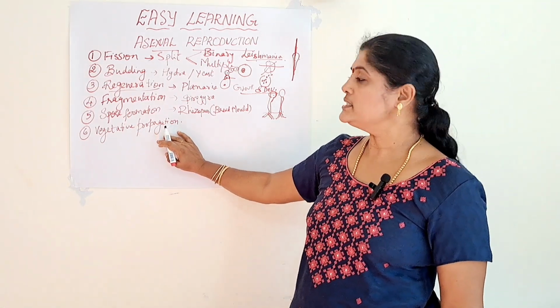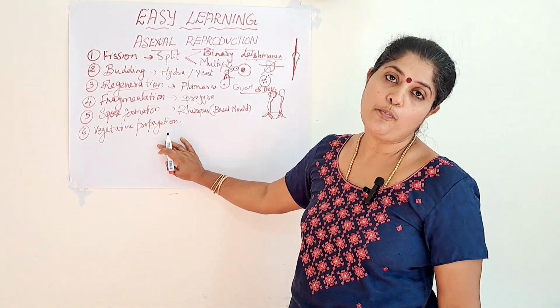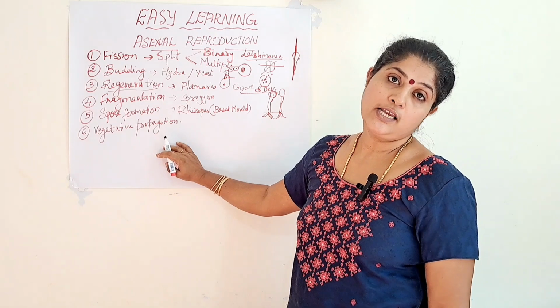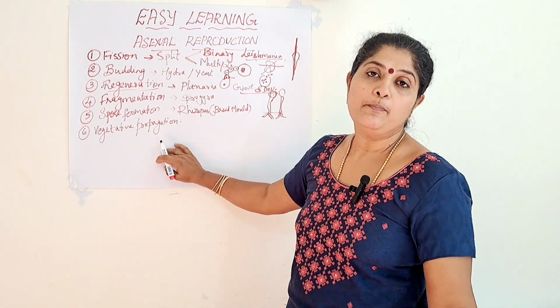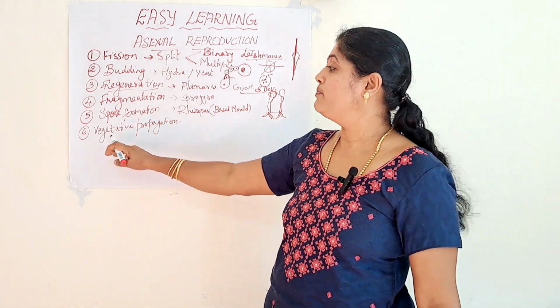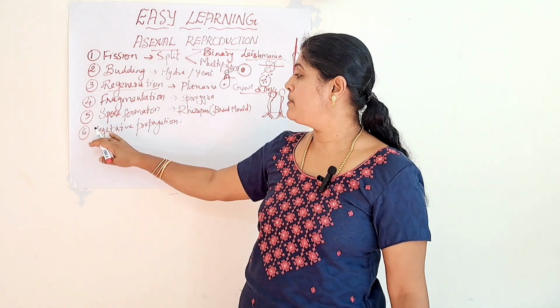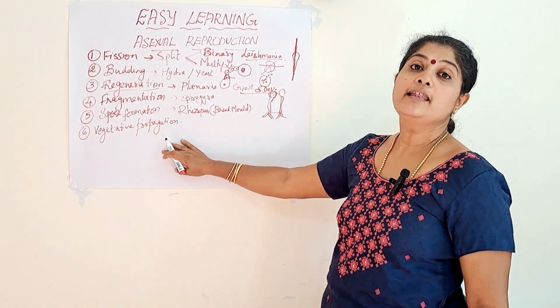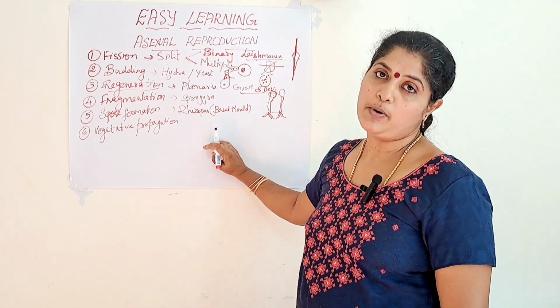Vegetative propagation means that from the vegetative parts of the plant, you get a new plant. That is what is meant by vegetative propagation. Vegetative part means it can be the root, the stem, the leaves or buds. So from the vegetative part, you get new plants. In that, we are studying here mainly artificial propagation.